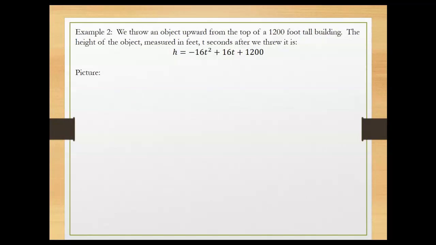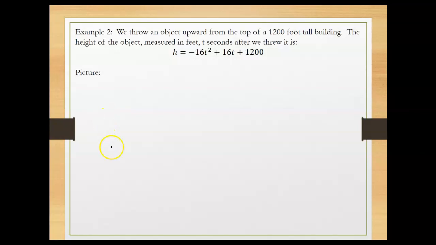Let's look at another example. We throw an object upward from the top of a 1,200-foot tall building. The height of the object, measured in feet, t seconds after we threw it, is given by this equation. So in this example, I don't have to think about what type of equation this is. They've given it to me. I just have to identify, is it quadratic or is it linear? In this case, it's quadratic because it has a t squared and a t. If it just had a t, then that would be linear.